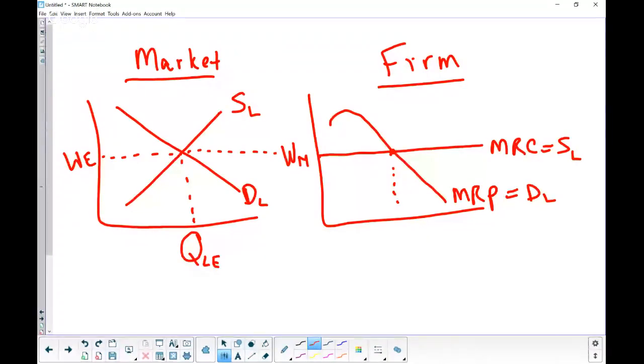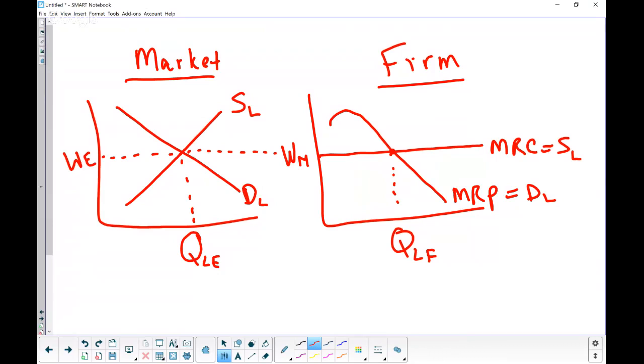So this is going to be the quantity of labor for the firm. We're going to do labor for the firm. Okay. So this is your labor market for a perfectly competitive market. You're going to produce as long as MRP is greater than MRC. Okay. Major concept there. You guys feel good about that?